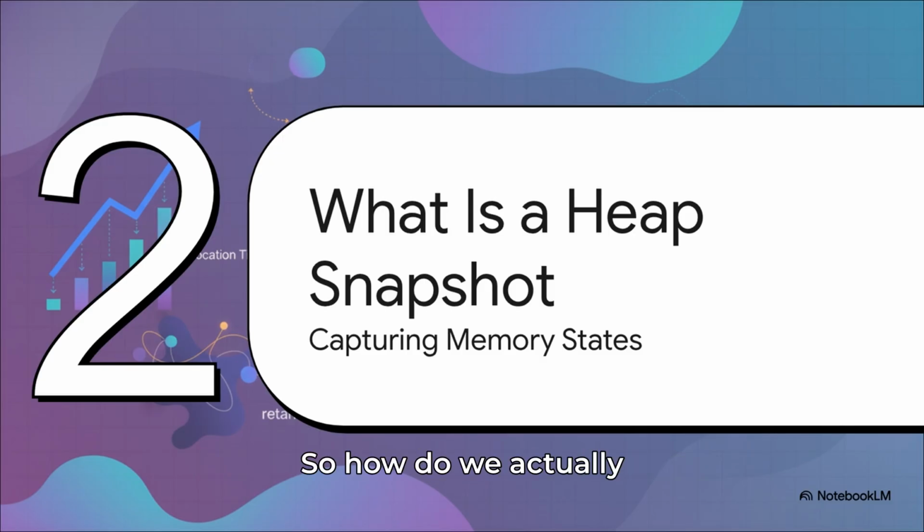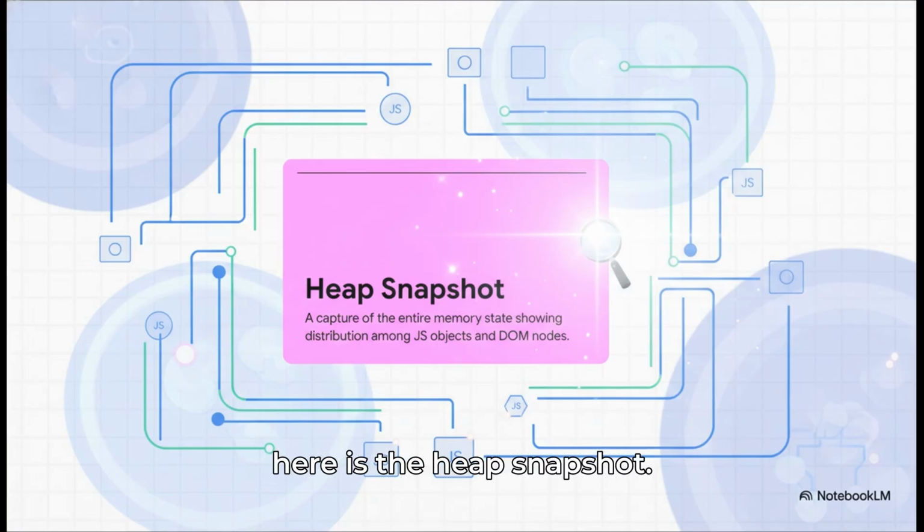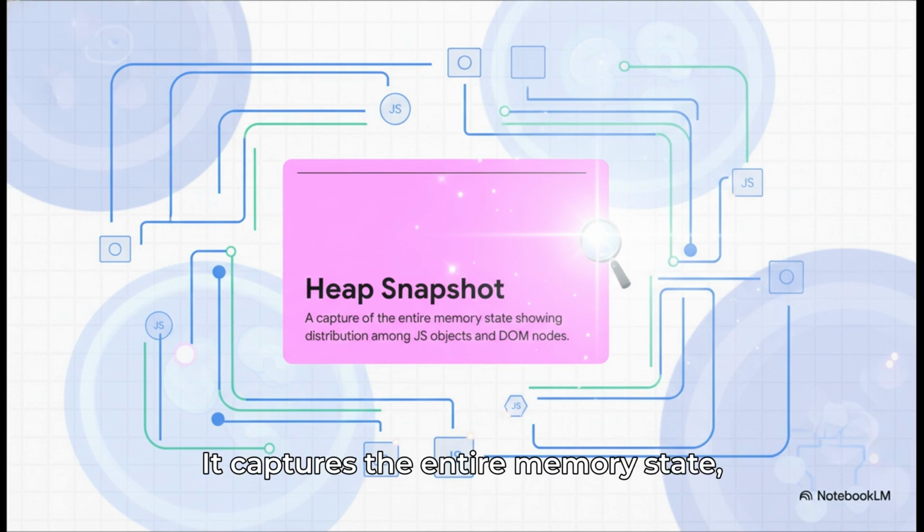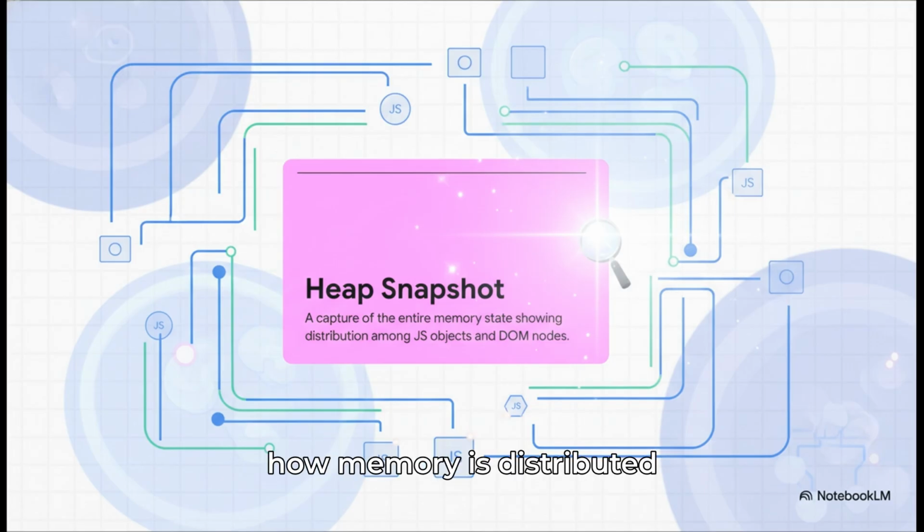Moving right along to Section 2, what is a heap snapshot? So how do we actually fight this silent killer? We need the right diagnostic imaging tool, and that brings us to the Chrome DevTools Memory tab. Our primary weapon here is the heap snapshot. The best way to think about this is like taking a high-resolution X-ray of the browser's memory frozen at one specific point in time. It captures the entire memory state, showing you exactly how memory is distributed among all those JavaScript objects and the DOM nodes they're tied to. It's a complete picture of what's going on under the hood.